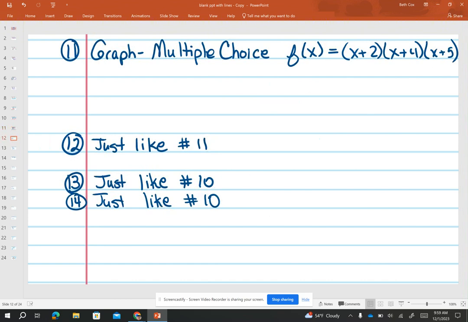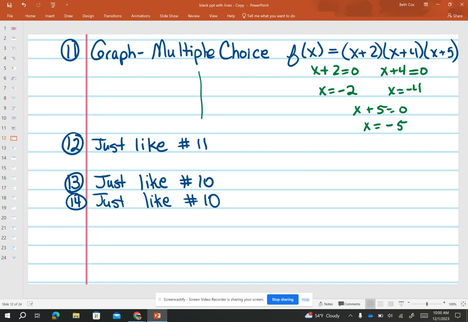Let's do number 12. It's the same situation. This one's multiple choice. We're just going to look at the graph and see what we have. We have x plus 2 equals 0, so x is negative 2. x plus 4 equals 0, so x is negative 4. And x plus 5 equals 0, which means x is negative 5.